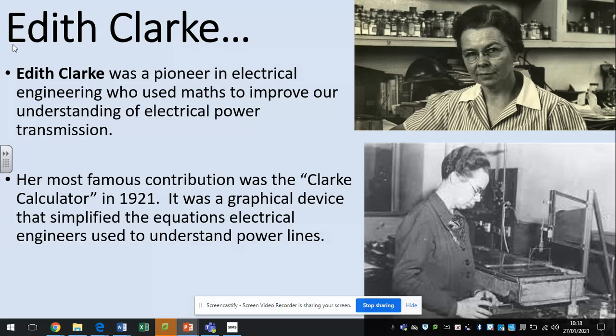Her most famous contribution was the Clarke Calculator in 1921, so 100 odd years ago. And it was a graphical device that simplified the equations electrical engineers used in order to understand power lines. Obviously, they had a lot of maths that they needed to do, and it was very complicated maths. So her calculator made things so much quicker.